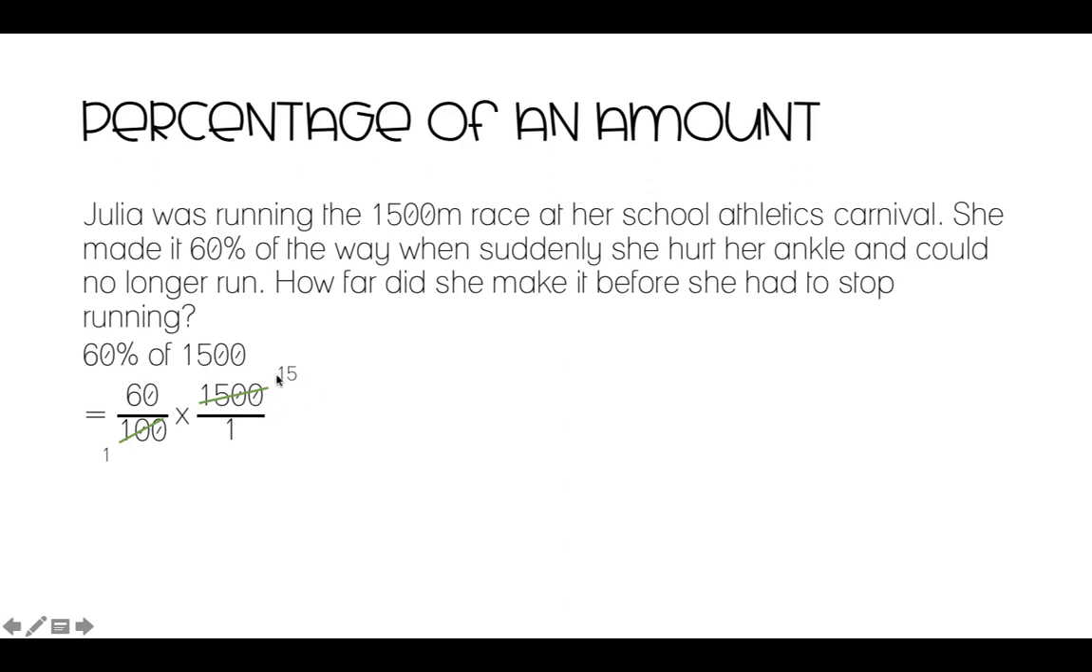Now remember, we can't simplify our numerators. We've got only one numerator and one denominator. So we end up with 60 times 15, which comes out as 900 meters. So she made it 900 meters. Now, I didn't write it as a worded answer, which I should have. But remember, whenever you do a worded problem, you need to write it as a worded answer.